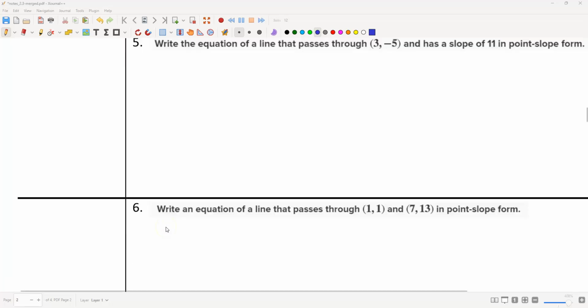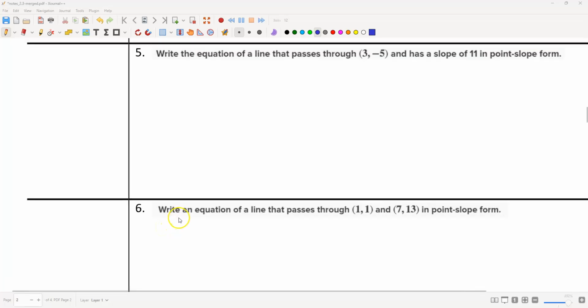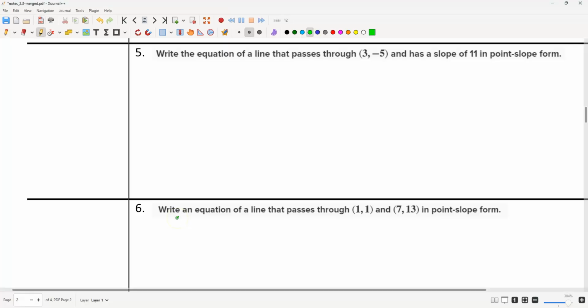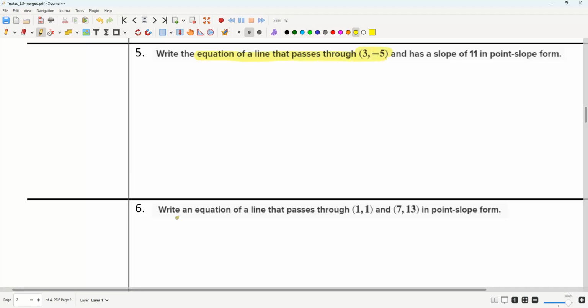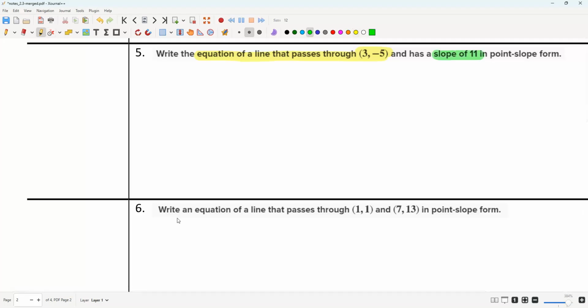I want you to look at example 5 now. Example 5 says write the equation of a line that passes through this point and has a slope of 11. Okay, and it also says to use point slope form.